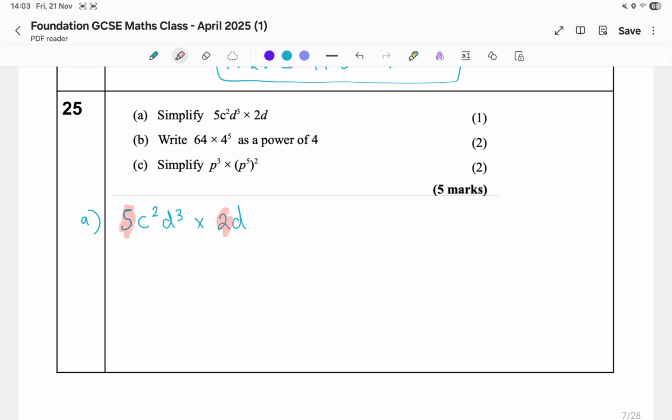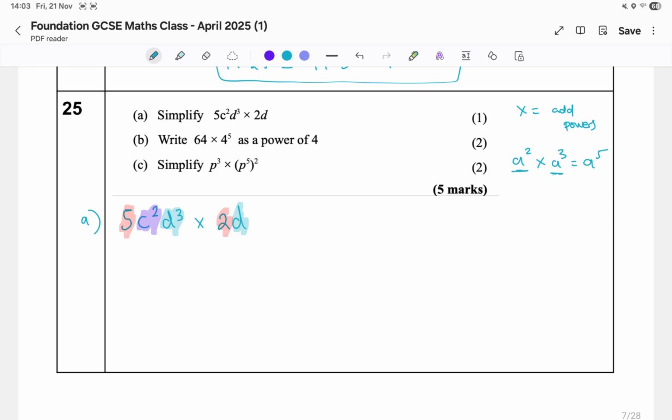The 5 and the 2 are both whole numbers, so they're your like terms. C is its own term because there's no c on the other side, and then we've got d and d here. So we can only simplify the like terms. And when you're timesing, you add powers. That's the laws of indices. So for example, a squared times a cubed is going to be a to the power of 5, because we're timesing the same like term and then you add the powers.